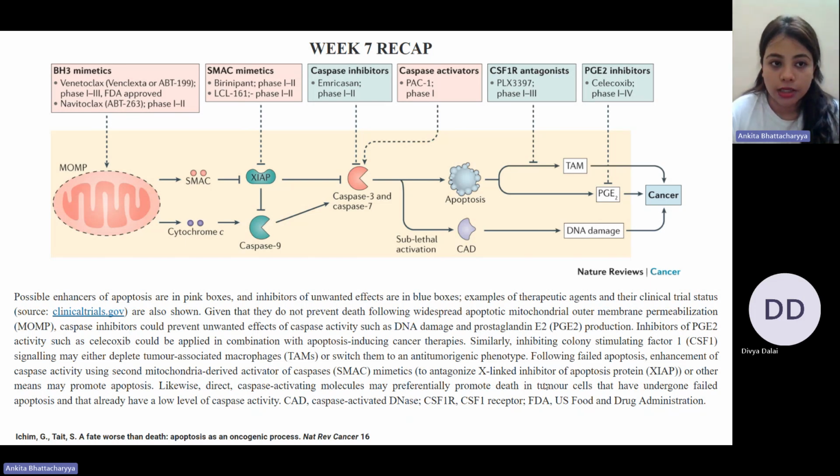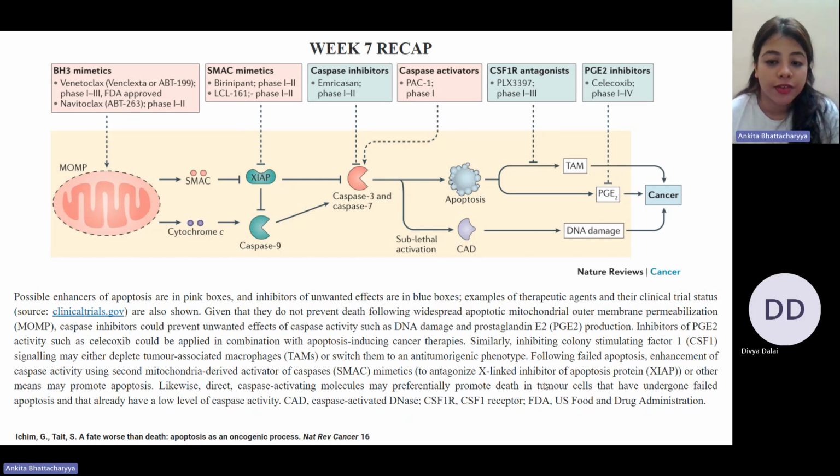So what you see here are different classes or different sub-steps at which the regulation of apoptosis is ultimately messing up the checkpoints that are normally present in cells and eventually leading to cancer. And at each step you have some inhibitor or some therapeutic strategy which can control the same. In this particular schematic, what we see in pink are the enhancers of apoptosis, and the inhibitors of unwanted effects are shown in these blue boxes, and we have some examples for each case as well. Some of them are even approved in clinical trials.